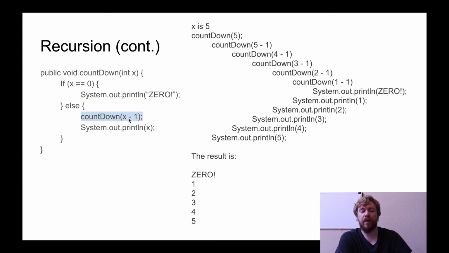So countdown of 1 minus 1 is countdown of 0. We restart the countdown method call. And now is x 0? Yes. We print 0. And now we've reached our base case. And here's what's interesting: while the previous version of this method ended here, this version of the method does not end. The reason being is we still have all of those system.out.println calls to finish executing. And the order is important.